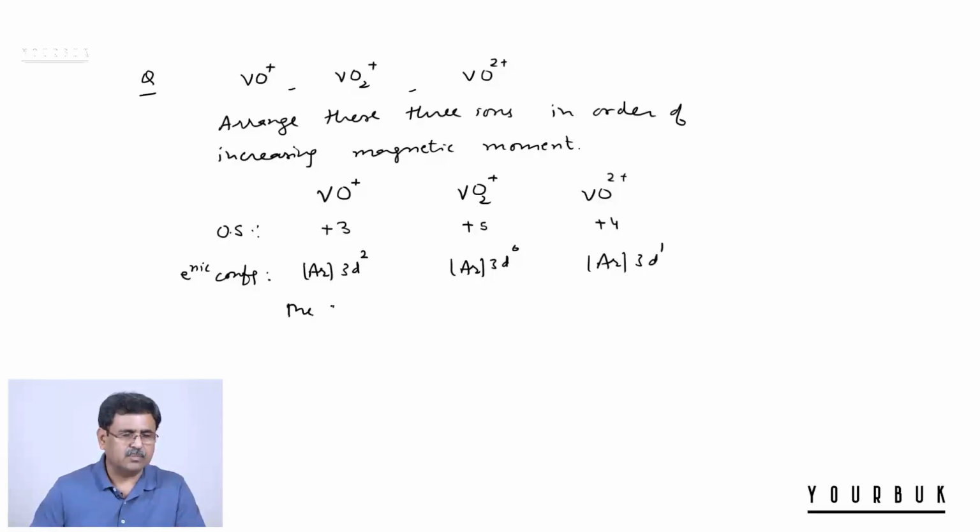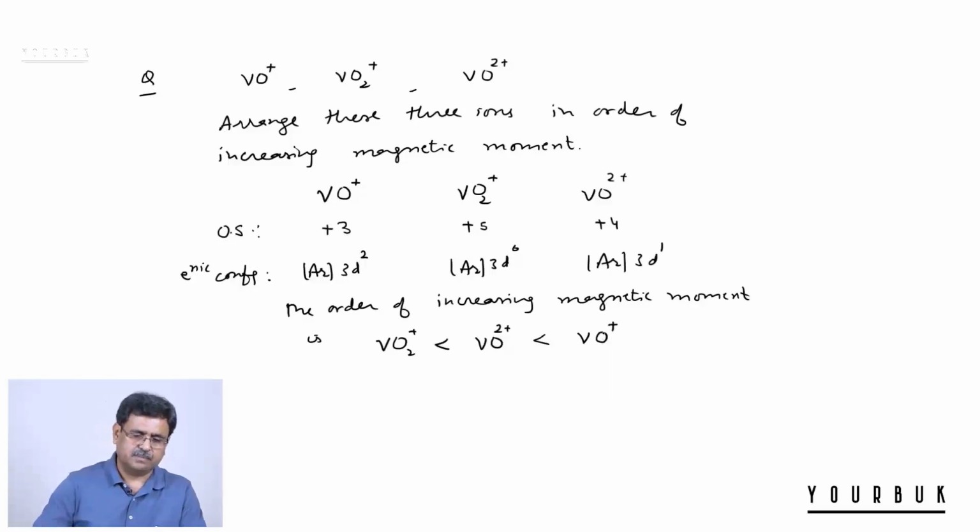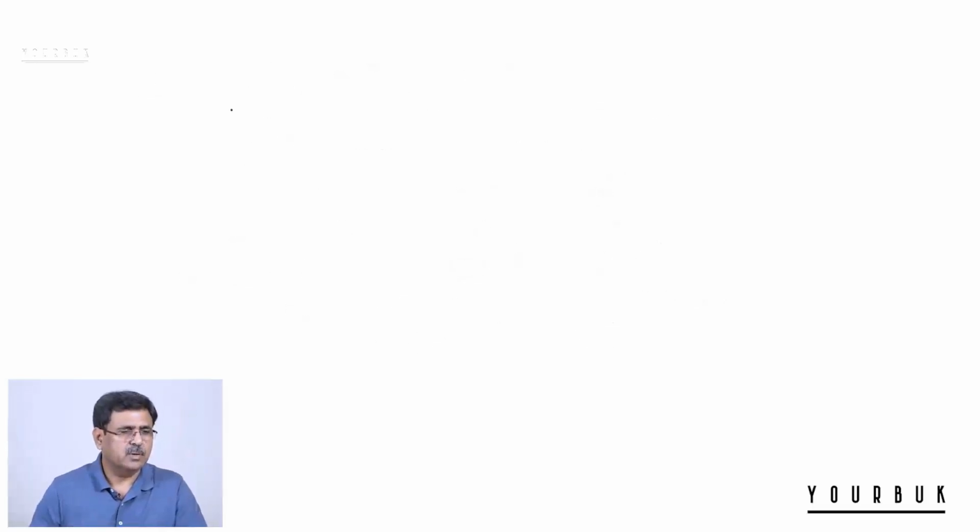So the order of increasing magnetic moment is this. VO2 with the charge +1 has the lowest value of the magnetic moment. In fact, it's a diamagnetic ion. Then comes VO with the charge 2 positive, and the highest value of the magnetic moment is associated with VO plus. Now the next characteristic of the d block elements is the color.